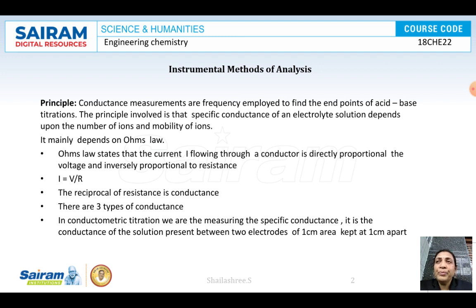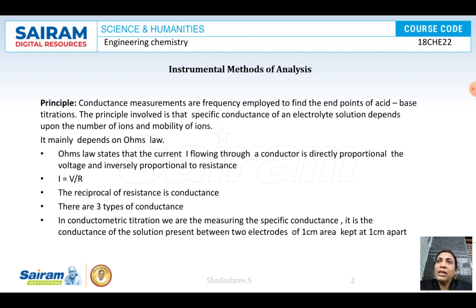Generally speaking, the material which allows heat and electricity to flow through it easily is called a conductor, and the process is called conductance. There are three types of conductance: specific conductance, equivalent conductance and molar conductance. In our present conductometric experiment, we are measuring the specific conductance of the solution. What is this specific conductance?